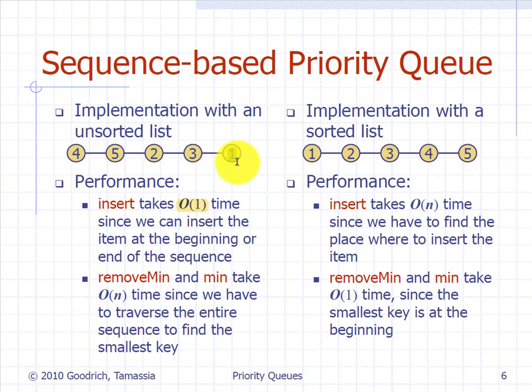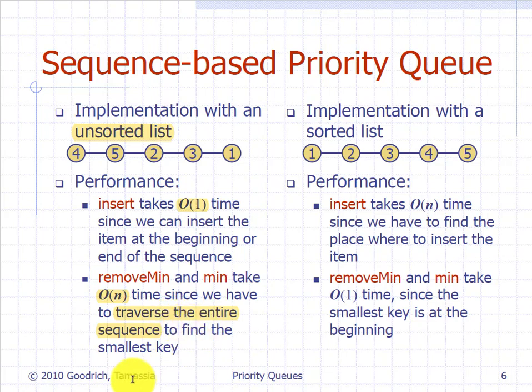So we had to go right through the sequence-based priority queue, unsorted. We had to visit every entry, and if there are n entries, we would have O(n), which would be the complexity. So we have to go to each and every one of them. So we see that the remove min for an unsorted priority queue is O(n). That's the complexity of that. Okay, I hope that's clear. Because you have to traverse the entire sequence.